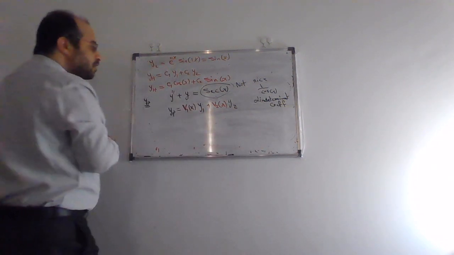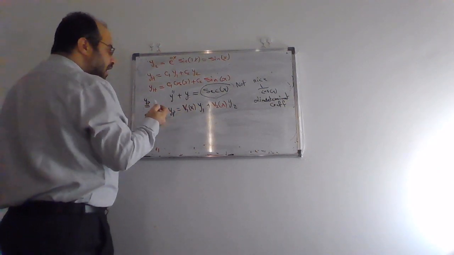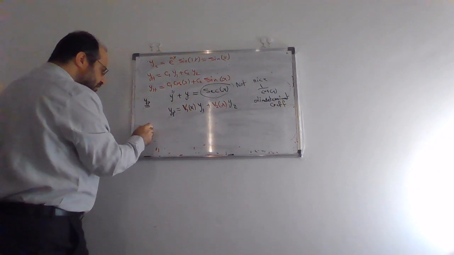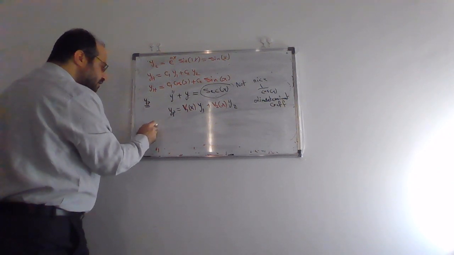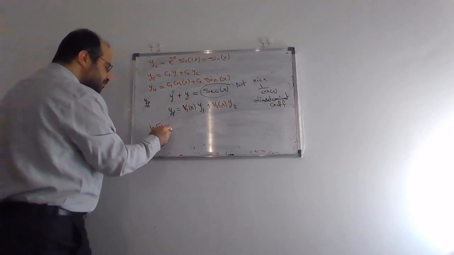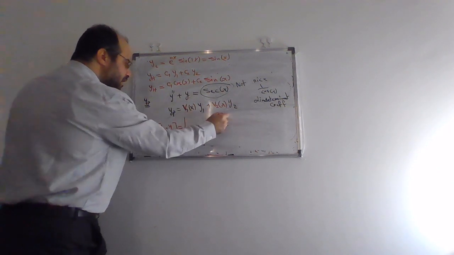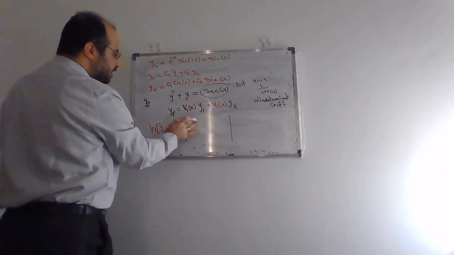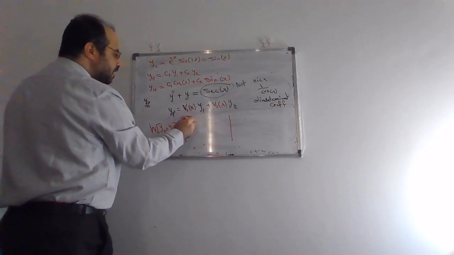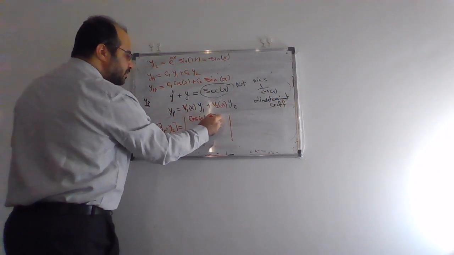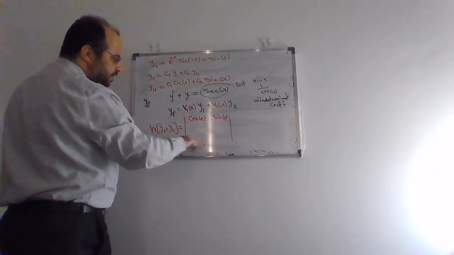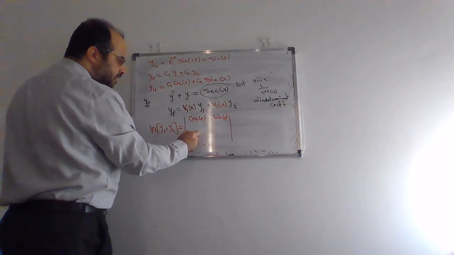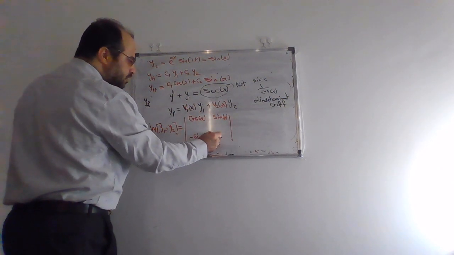But before doing the formula, I know that for this formula I need to find the Wronskian. So let me do the Wronskian first. W of y1, y2 is the determinant of the two solutions, y1 and y2. Y1 is cosine, and y2 is sine. Here you need to fill a 2 by 2 matrix. Then you differentiate: for cosine you get minus sine, and for sine you get cosine.